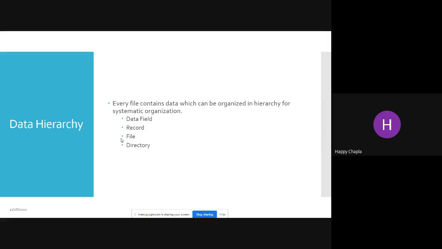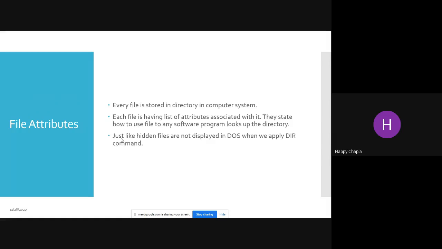Now every file contains data which can be organized in a hierarchy of a systematic organization, which is known as a data field, record, file, as well as the directory. This is the hierarchy of your data. Now what are the file's major attributes? So every file is stored in a directory in a computer system. Now each file has a list of attributes associated with it. You are aware of this.